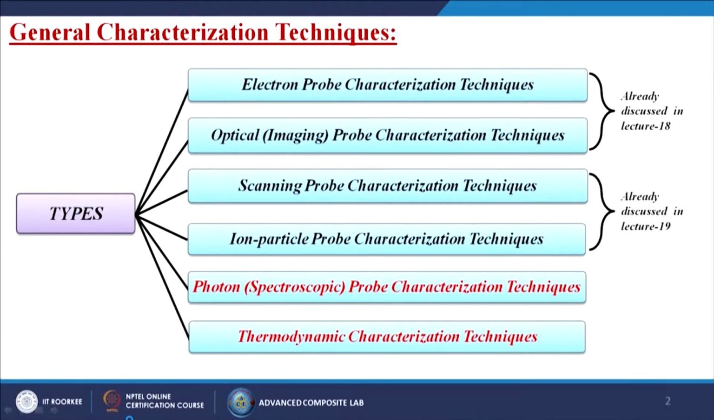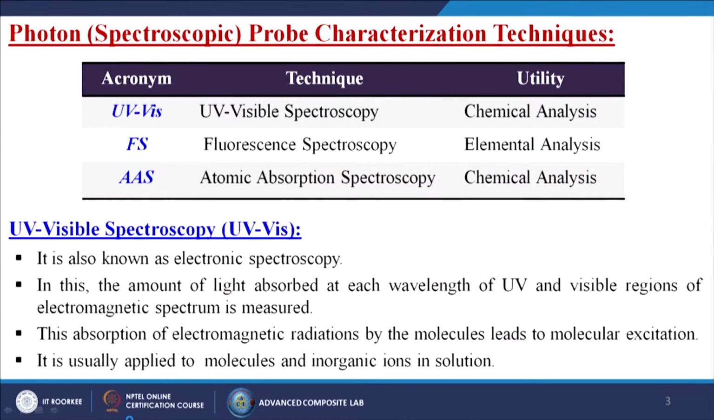In our last two lectures we discussed the different types of characterization techniques, mainly electron probe characterization techniques, optical imaging probe characterization techniques, scanning probe characterization techniques, and ion particle probe characterization techniques. In this lecture we are going to discuss the photon spectroscopy probe characterization techniques and the thermodynamic characterization techniques. First, the photon spectroscopic probe characterization techniques.